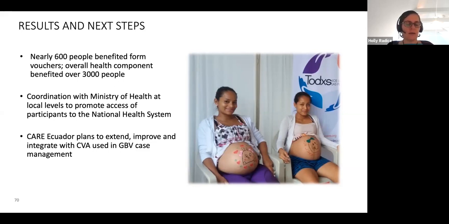And looking ahead for CARE Ecuador, we're looking to extend and improve upon this voucher scheme to integrate it with ongoing cash and voucher assistance, which is being used in our GBV case management programs. We're really putting considerable focus on learning from this experience to improve as we go, not only in Ecuador, but also throughout the region. And lastly, I can say at a global level, CARE has taken a priority to increase how we are doing cash and voucher assistance for health outcomes.